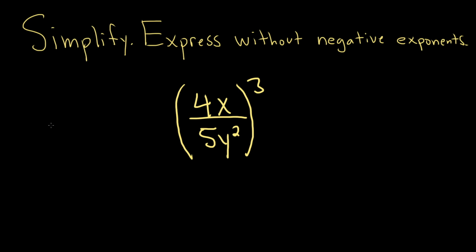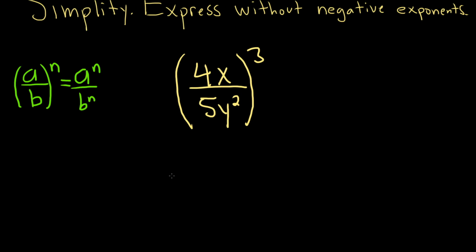So the first rule we're going to use is if you have, say, a over b, and it's being raised to a power, which we'll call n, then basically you just raise each piece to that power. So it'll be a to the n over b to the n. That's the first property of exponents that we're going to use.